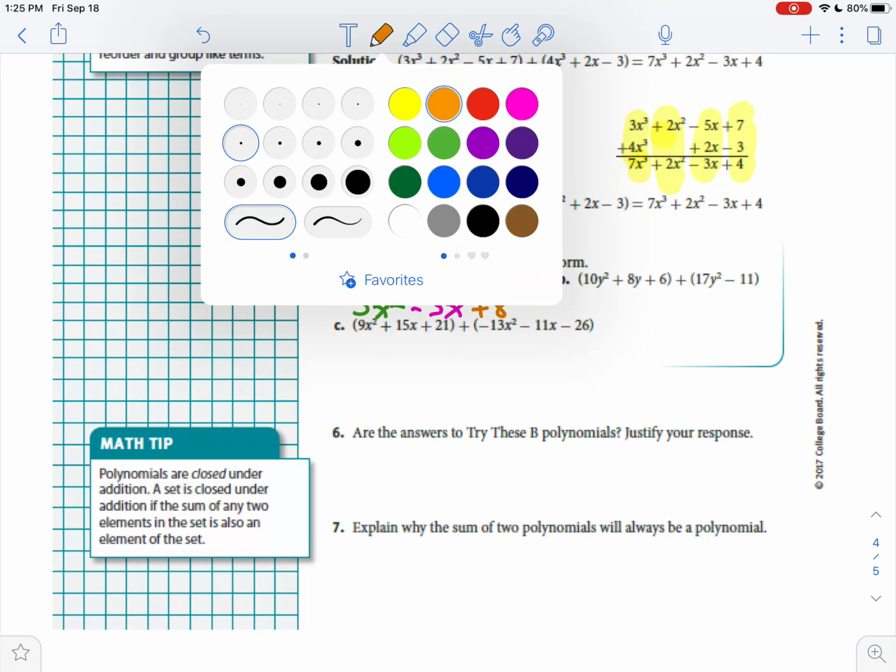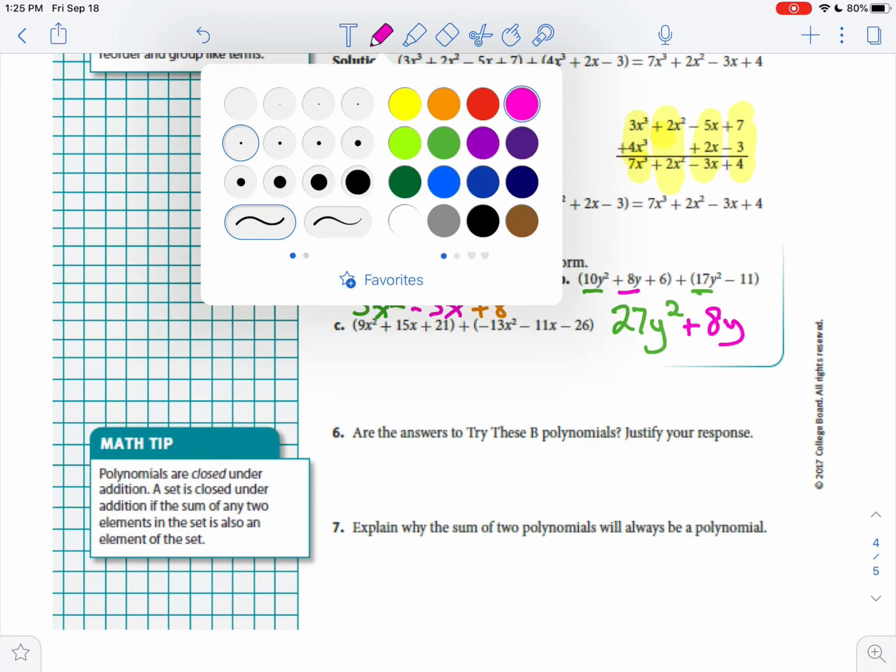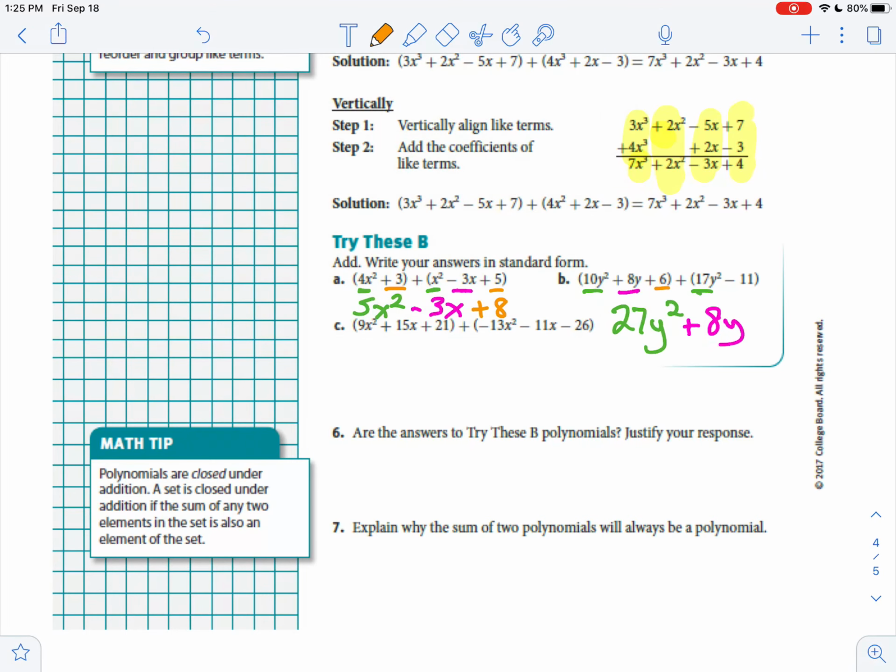No tiles needed. Part B, let's go for the squares again. This time it's y squared. 10y squared plus 17y squared. That'll give me 27y squared. And then I can switch to my y's. I have 8y, oh, but no other y's to combine, so just 8y, positive 8y. And then I have the constants, which I do have 2 of. I have a 6 and a minus 11. So that's going to make negative 15. So no tiles needed. We're good. Okay. Oops, I meant negative 5. Sorry. Let's get that right. Negative 5.